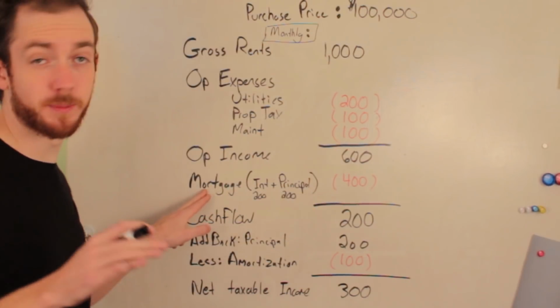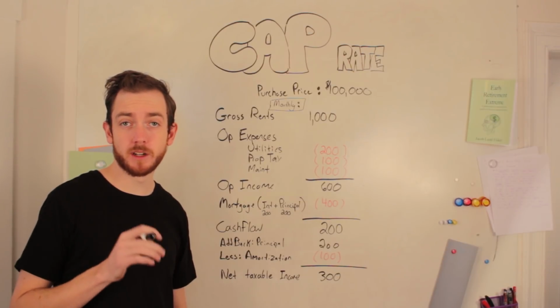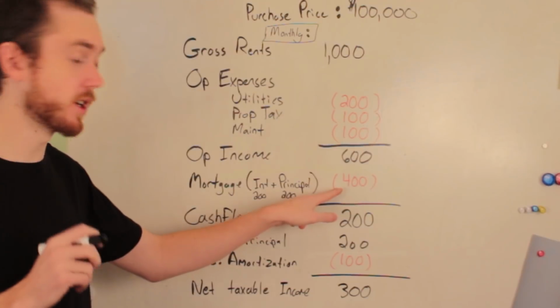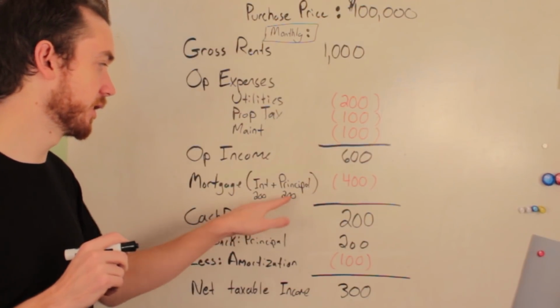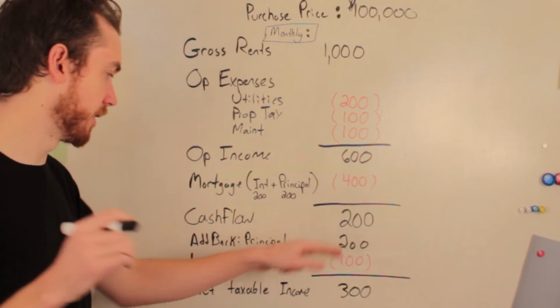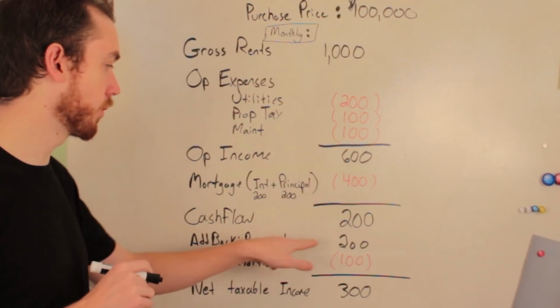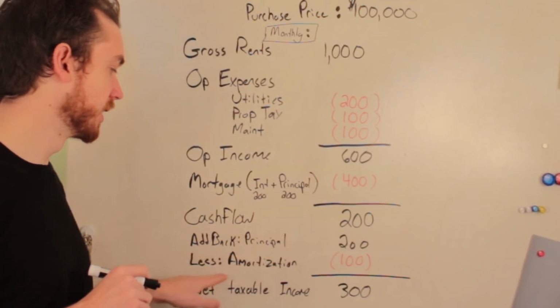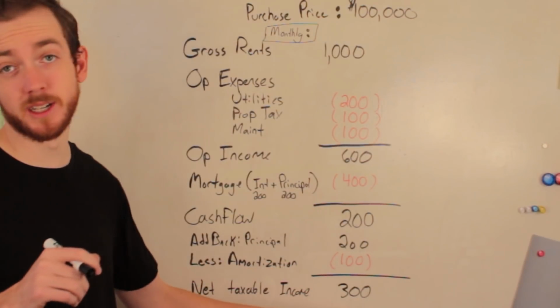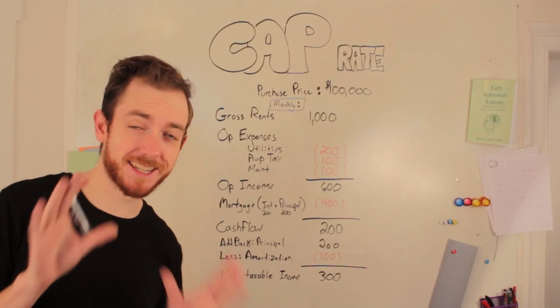Then we have our mortgage payment, and remember, your mortgage payment often includes a principal and interest part. In this case, we're just assuming this $400 a month payment is $200 interest, $200 principal. So our cash flow is $200 a month. Then we add back our principal of $200 a month, subtract our amortization of $100 a month, to get net taxable income of $300 a month. It's just that simple, guys.